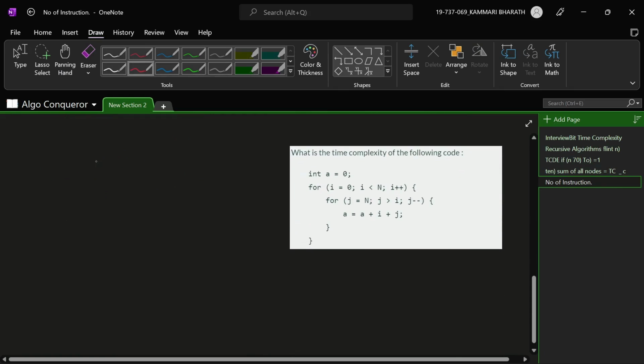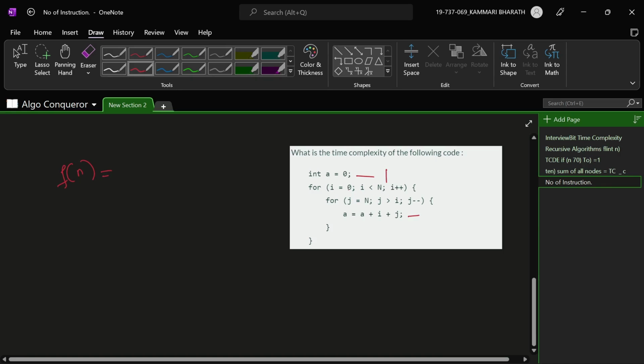Now write the equation. Let's call it f of n. Why do you write number of instructions every time? Let's call it f of n, where f of n is the number of instructions, and this instruction is executed one time. This instruction gets executed here. Now here's a tough one. Not actually tough, but let's see.